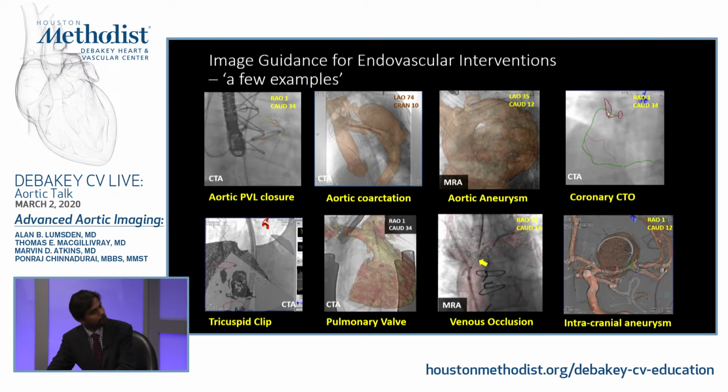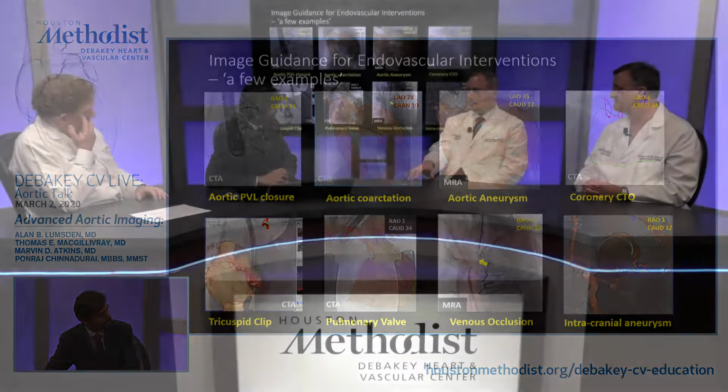I think many people feel comfortable manipulating CT data sets, but not so much MR. How difficult is it with MR data sets to be able to come up with different angulations, put them into post-processing and fusion as compared to CT?